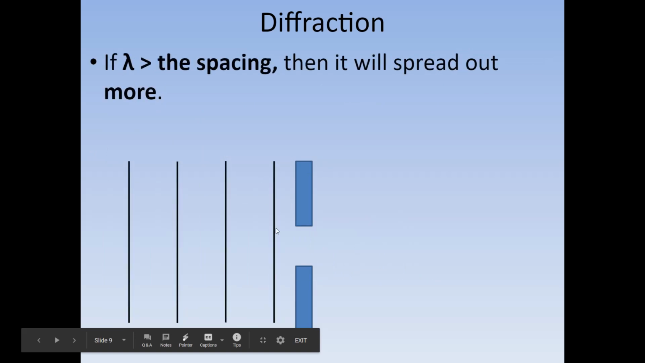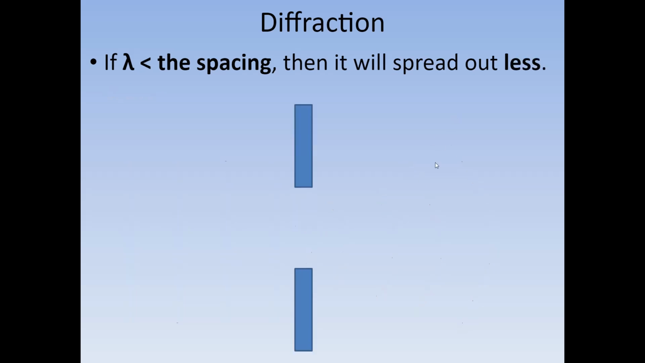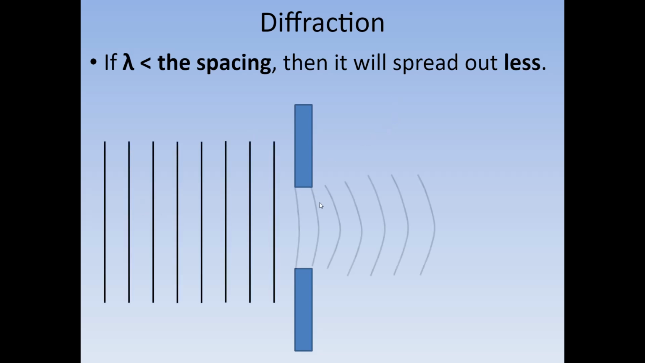Now, if the wavelength is bigger than the spacing, it's going to spread out a lot. So bigger the wavelength, bigger the spread. When the wavelength's smaller, it doesn't spread as much. So smaller the wave, smaller the spread. So it's going to take a while for it to finally get around here.